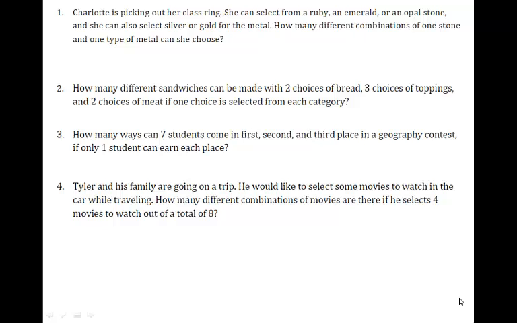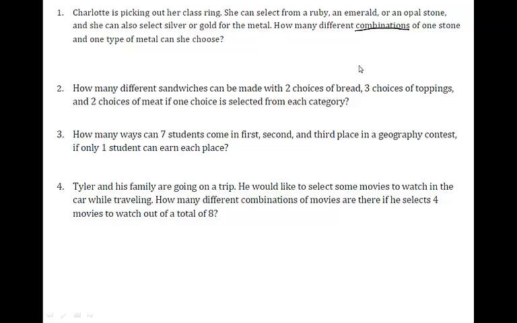Charlotte is picking out her class ring. She can select from a ruby, an emerald, or an opal stone, and she can also select silver or gold for the metal. How many different combinations of one stone and one type of metal can she use? This one is a freebie because they told you the word right here, combination.